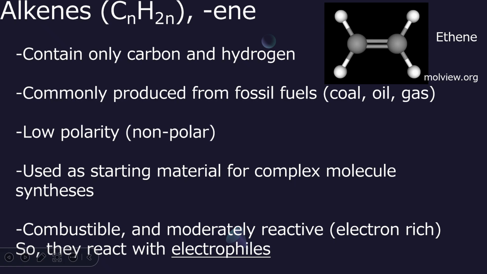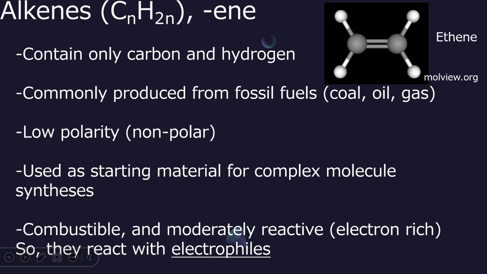These are commonly produced again from fossil fuels, coal, oil, and gas. They are non-renewable as well, I think. They also have low polarity. They're essentially nonpolar. And they're used as starting material for complex molecule synthesis. The good thing about alkenes is that the double bond offers a place for addition reactions. We can add a wide variety of things, almost anything we want, onto the alkene and make a carbon-something bond.